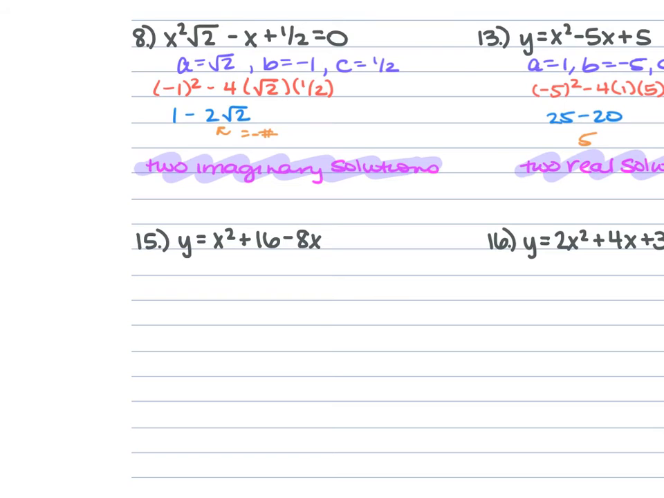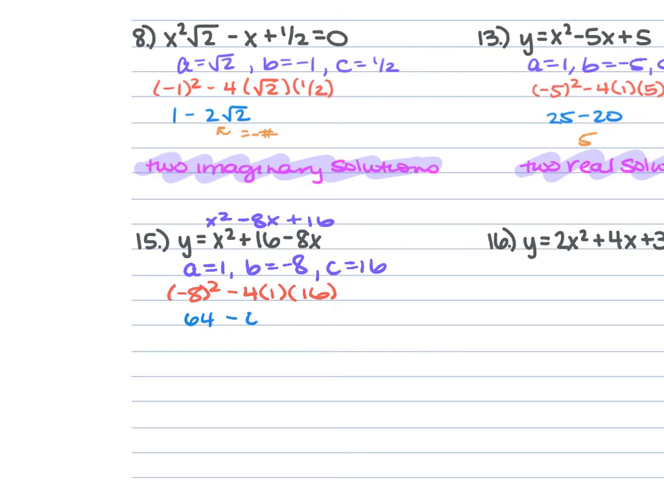For 15, we're given y is equal to x squared plus 16 minus 8x. So we're going to turn this around to where it's in standard form. We would have x squared minus 8x plus 16. So our a is 1, our b is negative 8, and our c is 16. So this is going to give us negative 8 squared minus 4 times 1 times 16. The negative 8 squared is 64. Negative 4 times 1 is negative 4, times 16 is negative 64. The 64 minus 64 is 0, so we get 1 real solution.